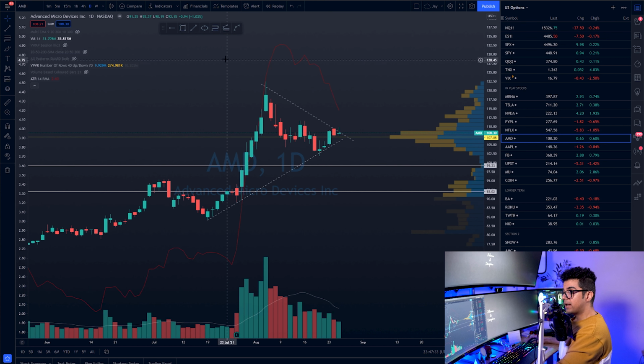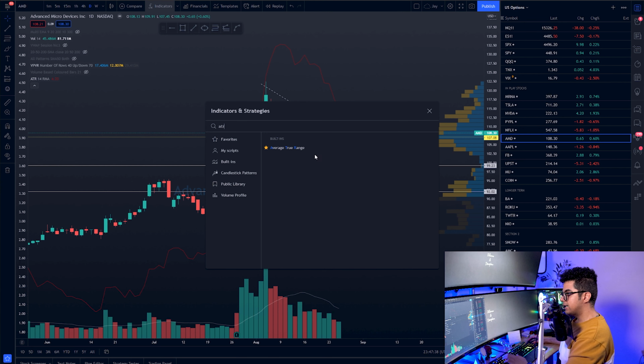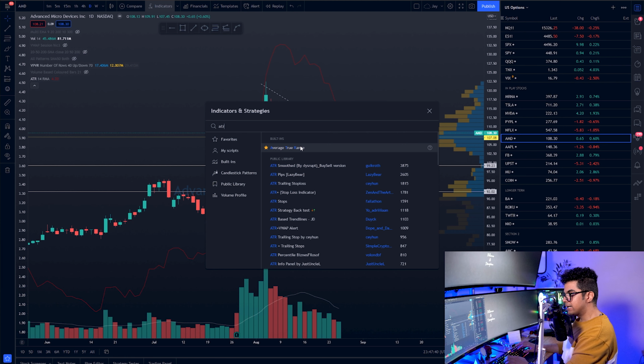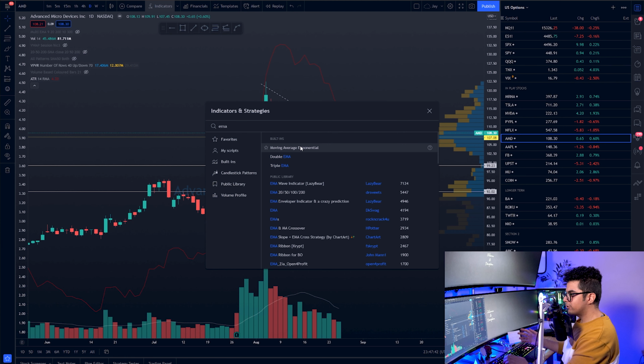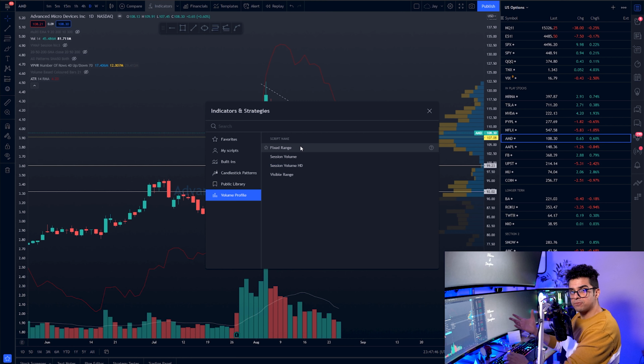It's pretty easy to apply ATR on the TradingView application. You go in indicator, you search for ATR, and that is the average true range. And similarly, you can also search for EMA. That is the exponential moving average that I am using. So you just have to search for the indicator on TradingView. It will show up. It's pretty easy.